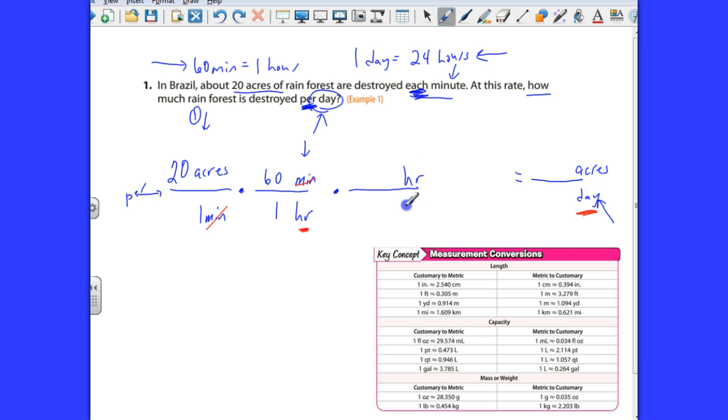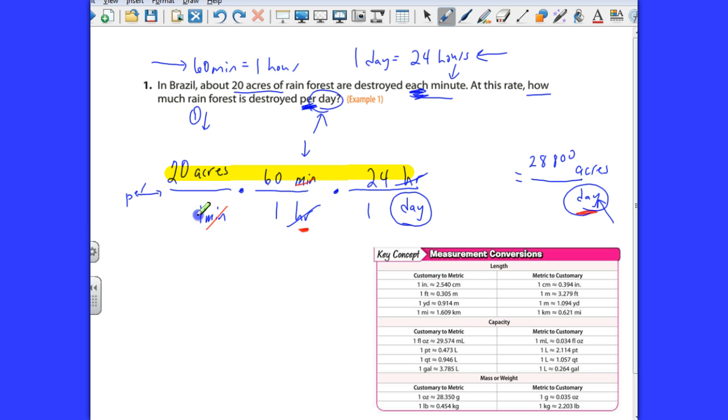Now, do I know how many hours are in a day? Yes, I do. I know that there are 24 hours in one day. So this label and this label cancel out again. So now you have day right there. So all you need to do is the math across the page right here. Multiply the top numbers to get the new top number. I did that for you. Comes out to be, it's a large number, 28,800.